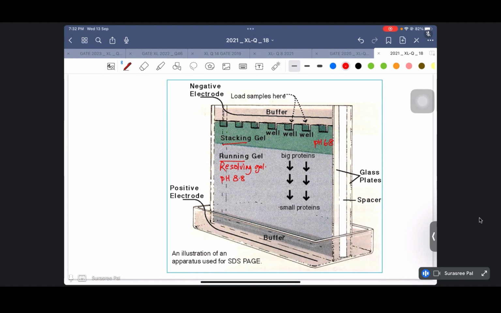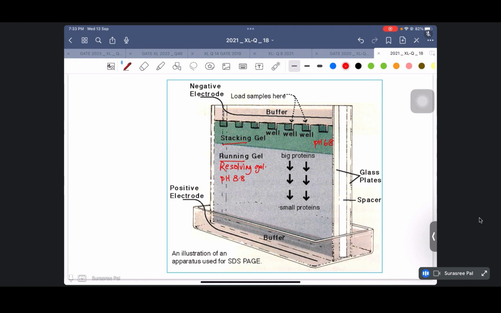So how does it form a line? We use glycine for that. In the stacking gel there is glycine, which has a pI close to 6.8. Because of that, glycine is approximately neutral at this pH. So glycine forms a front, and below that are the proteins, and below that are the chloride ions.